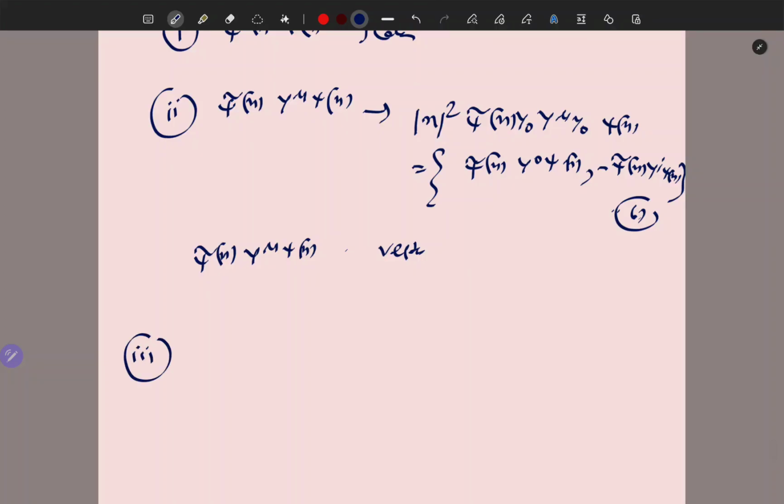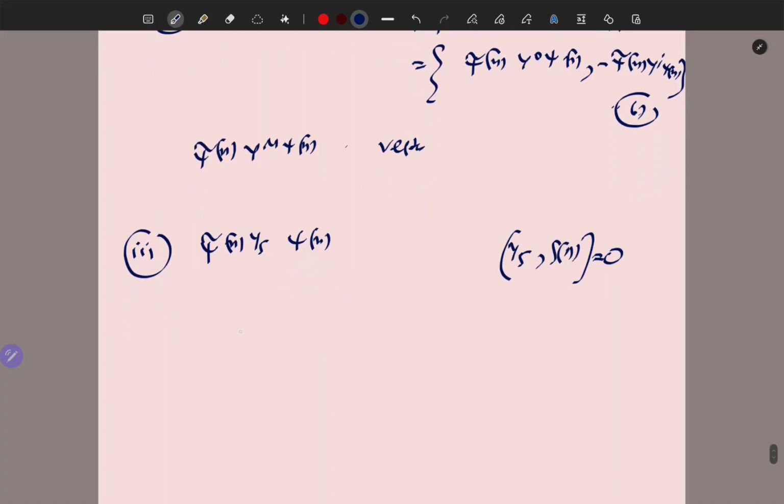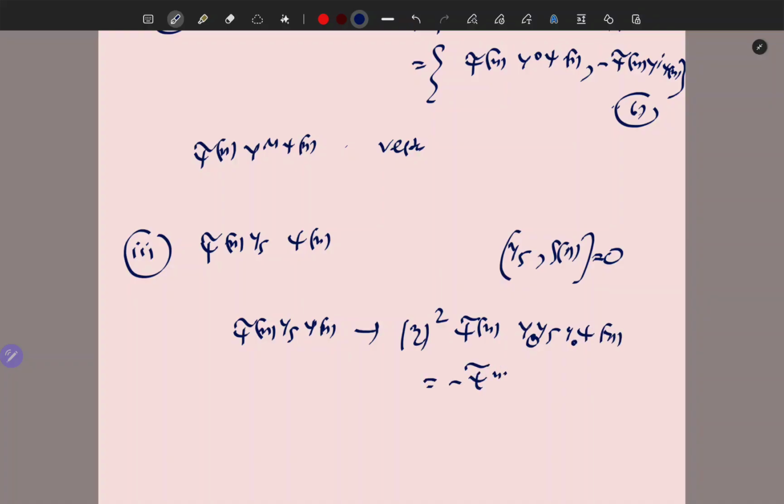And the third, psi tilde of x gamma phi psi of x. This remains unchanged under Lorentz transformation, using gamma phi S of lambda, whose anti-commutator is 0. Under parity, psi tilde of x gamma phi psi of x becomes eta squared psi tilde of x gamma 0 gamma phi gamma 0 psi of x, which is minus psi tilde of x gamma phi psi of x. This is a pseudo scalar.